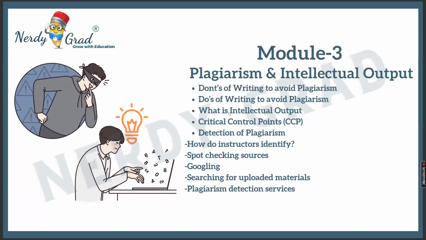In module 3, we'll be talking about plagiarism and intellectual output. In this, we will see the don'ts of writing to avoid plagiarism, the do's of writing to avoid plagiarism, what is intellectual output, the critical control points, and detection of plagiarism, with a few pointers under that: how do instructors identify that you have plagiarized, spot checking sources, Googling, searching for uploaded materials, and plagiarism detection services.